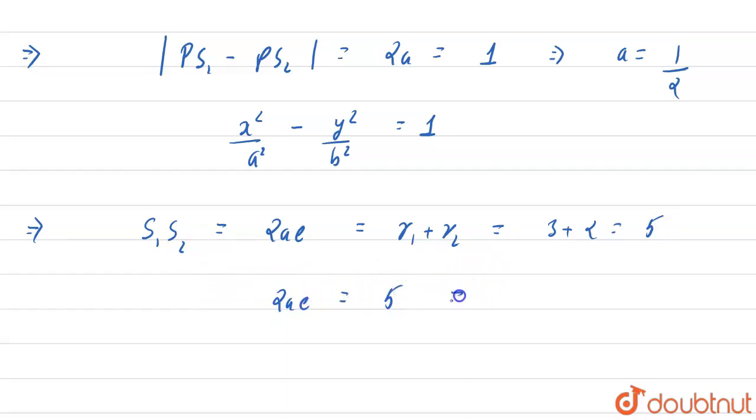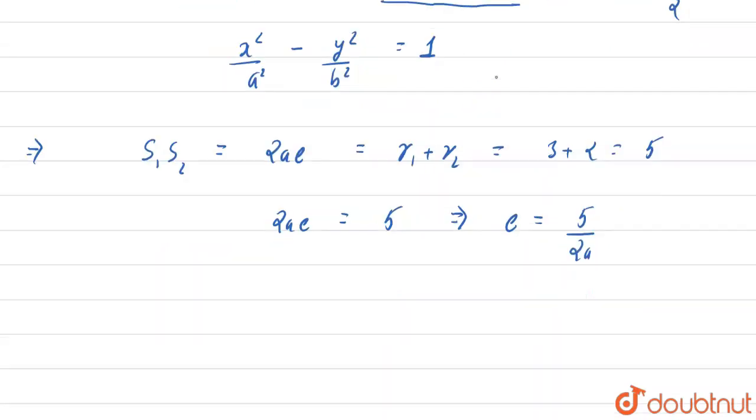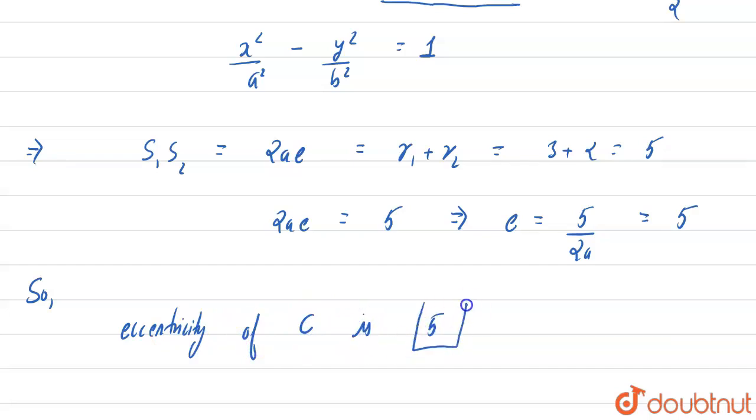Now if 2ae equals 5, then our eccentricity will be 5 divided by 2a, which is the transverse axis, and the value of 2a we already calculated is 1. So our eccentricity will be equal to 5. So we write, the eccentricity of the locus of C is 5, and this is what we had to calculate. So this is it, guys.